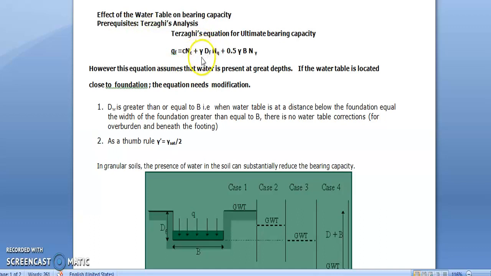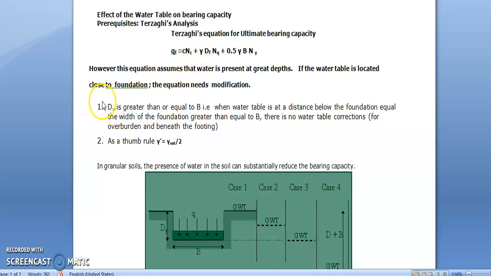What is gamma? Unit weight, right? So when there is water in the soil, otherwise we usually designate unit weight as gamma, that is bulk density. When the water changes, it can go to partial saturation or complete saturation. So you may designate this as gamma sat. If the water table is rising to a very high level, then you may even designate this as gamma prime or gamma dash, that is submerged unit weight.